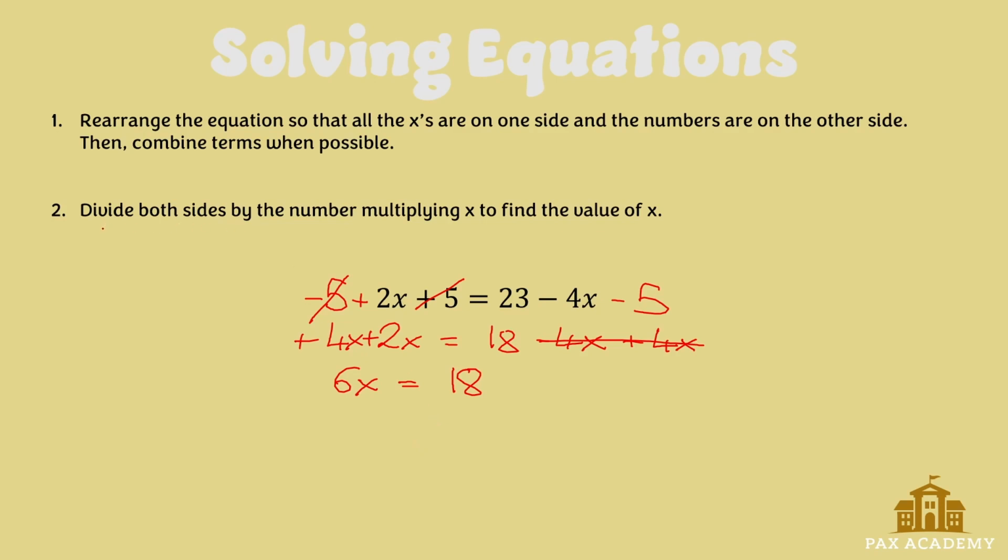The second step is to divide both sides by the number multiplying x to find the value of x. The number multiplying x in this case is 6, so we divide both sides by 6. 6 divided by 6 is just 1, so we have 1x. 1 doesn't really affect x, so we can just write x is equal to 18 divided by 6. 18 divided by 6 is 3. So x is equal to 3.